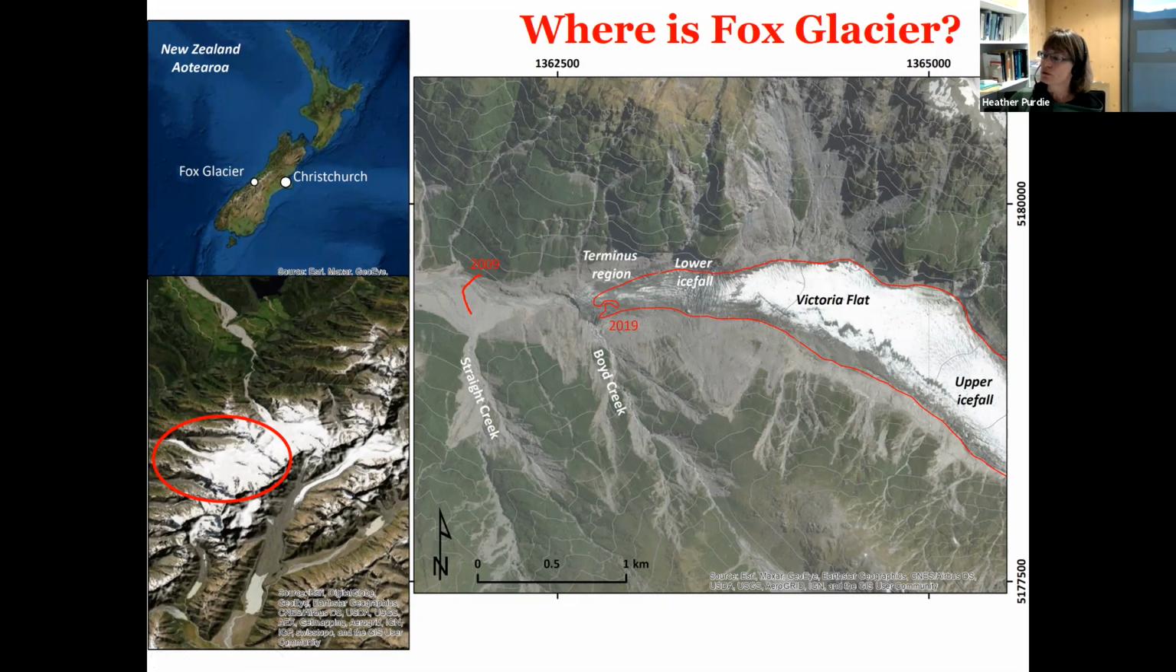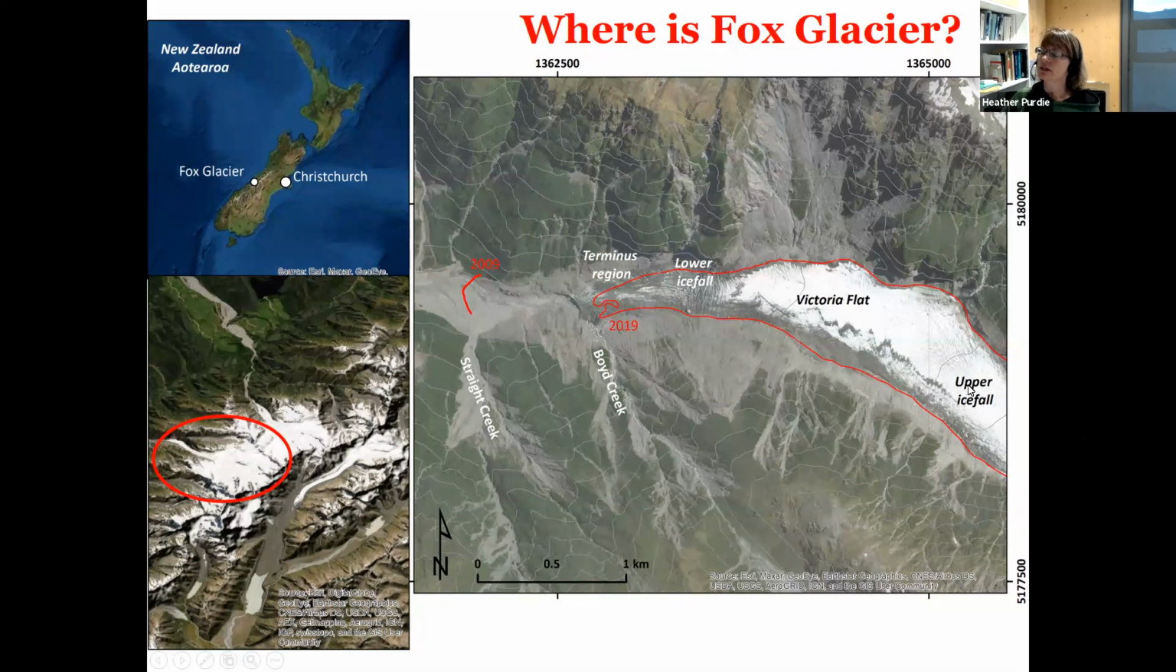I've got some local terminology on this map just to help people get orientated. This is the very lower portion of the Fox Glacier tongue, and we've got the terminus region that we're focusing on. We also have a region that we call Victoria Flat, which is a local's name. It's quite a large flat area of the glacier near the tongue, and then we've got an ice fall.